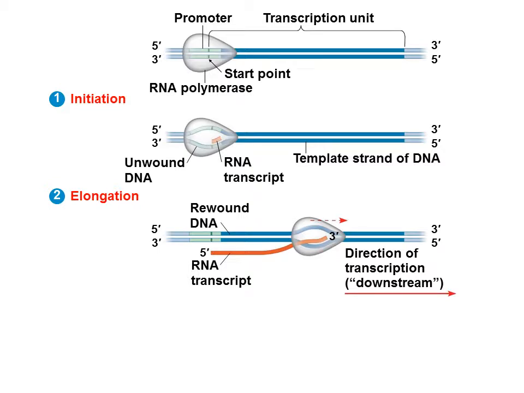This image shows the directionality. Again, the promoter sequences are located on the 5' end of this non-template strand, and the template strand you're going to read from 3 to 5. So my TIC complex is moving from left to right in this image, and what is coming out of the back of the TIC is this red messenger RNA. The end that comes out first is the 5' end.